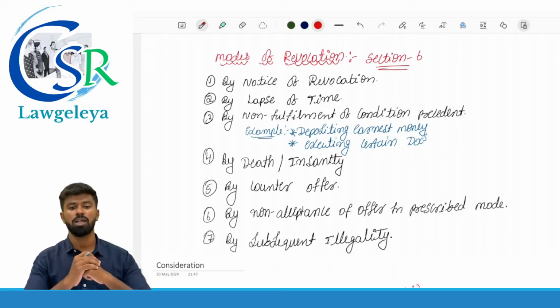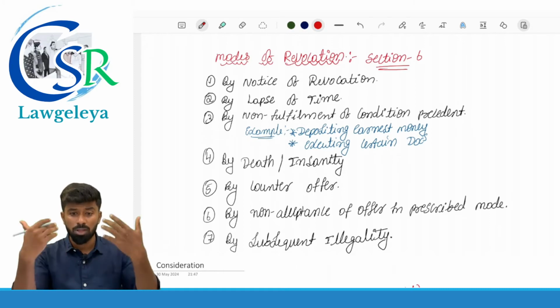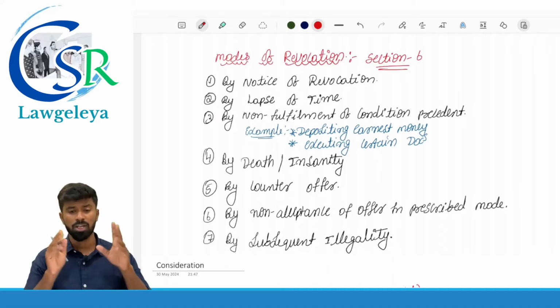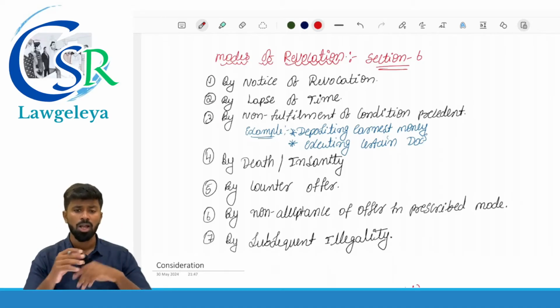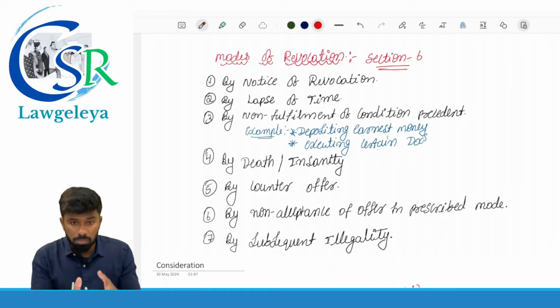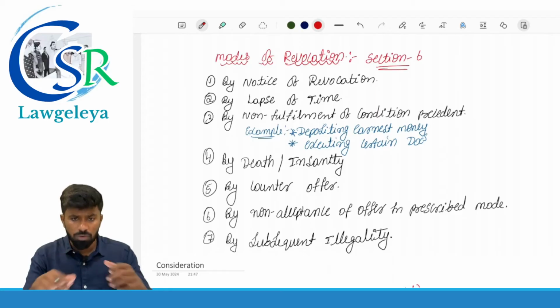Second one, lapse of time. If the offeree fails to accept the offer within the specified time, or if not specified, within a reasonable time. For example, for banana, it can be 3 days, and for some other goods, it can be 3 months. So what is reasonable time is a question of fact. If the offer is not accepted within a reasonable time, the offer will lapse.